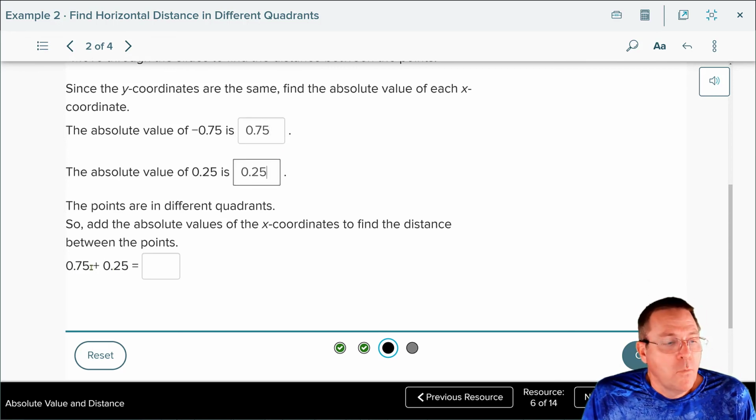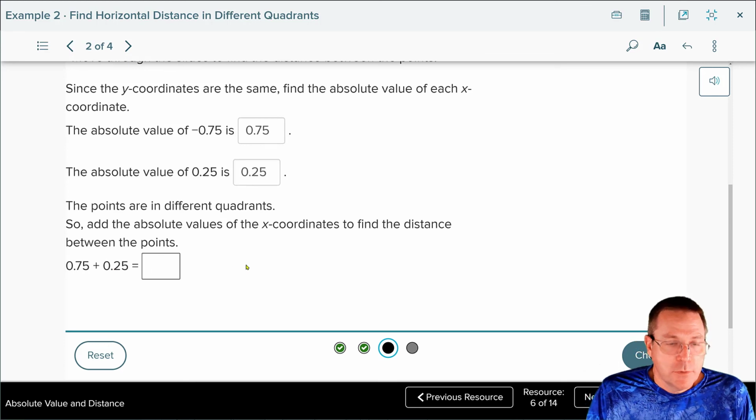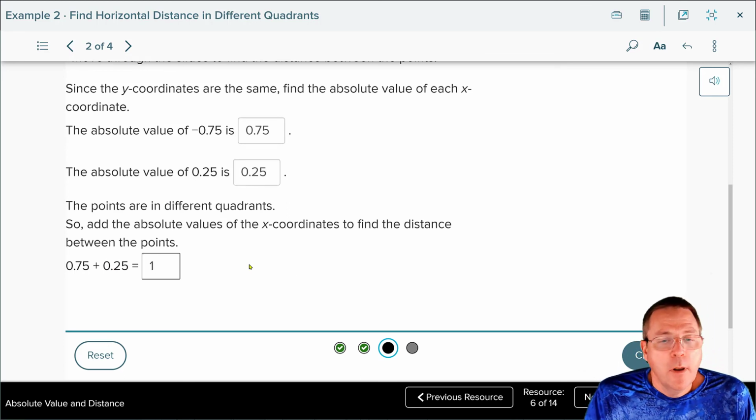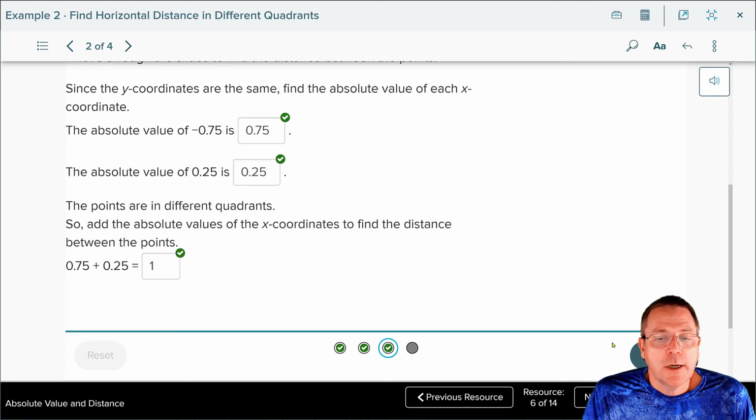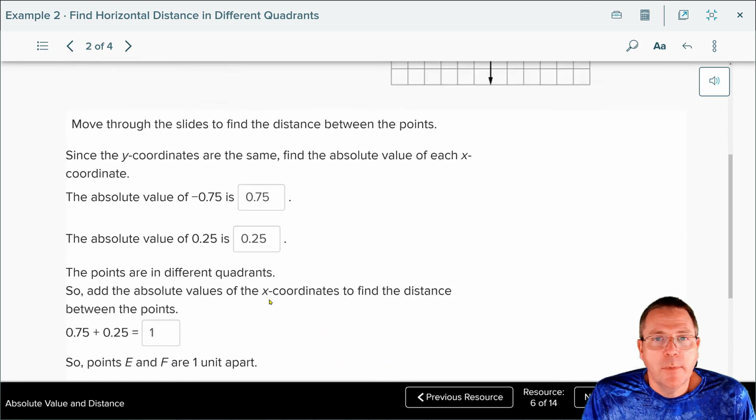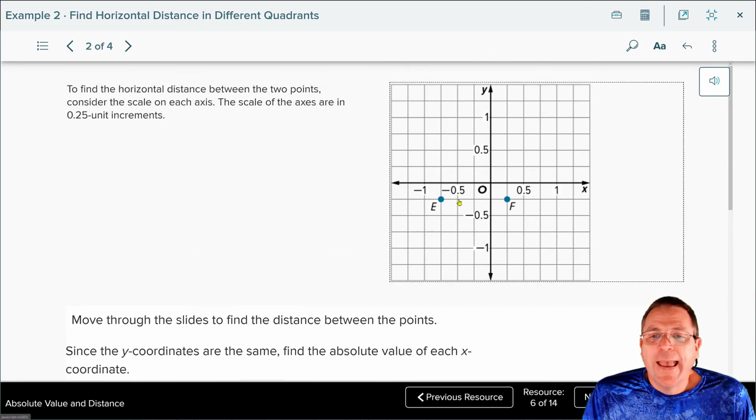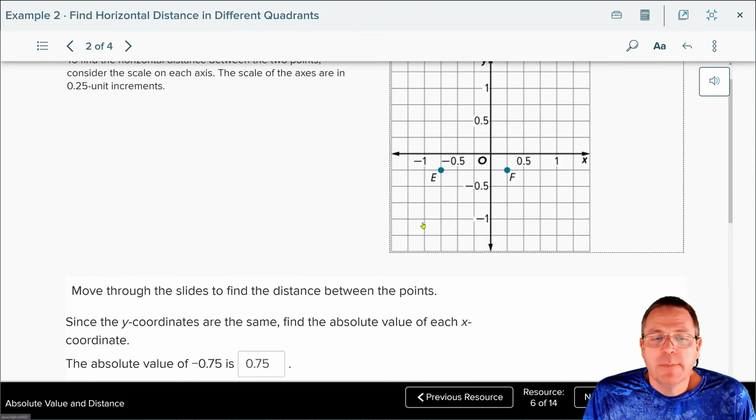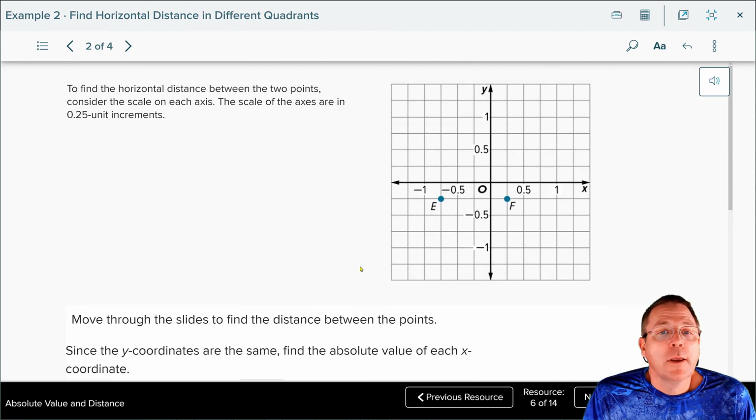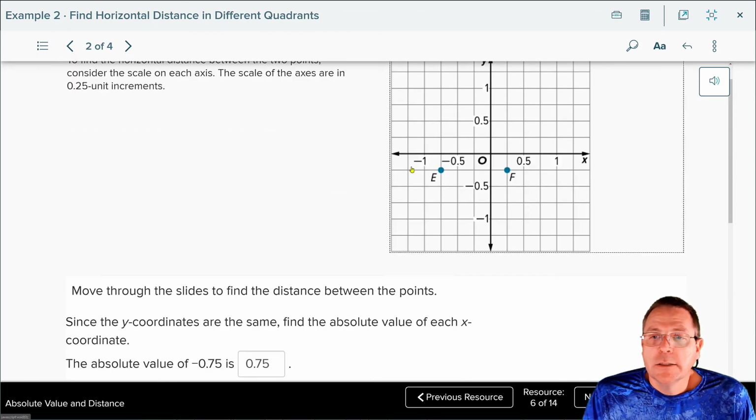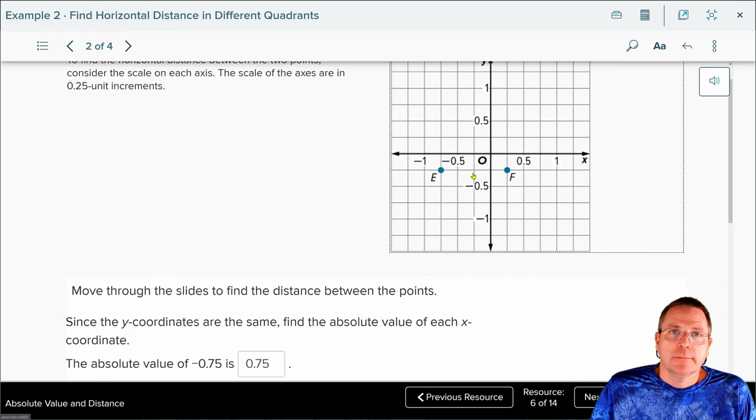And now we're going to say, what is it when we add those two numbers together? It's going to be one whole digit. So check, and it checks. Easy math. So the distance between point E and point F is going to be 1. Once again, we added the absolute values of their x's in this case because they were in different quadrants. We add every time they're in different quadrants.